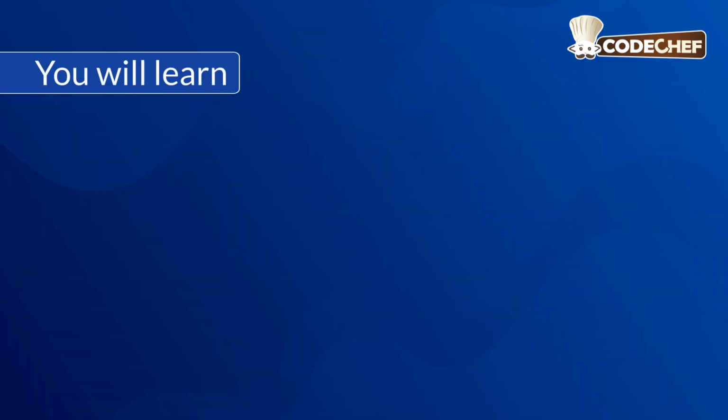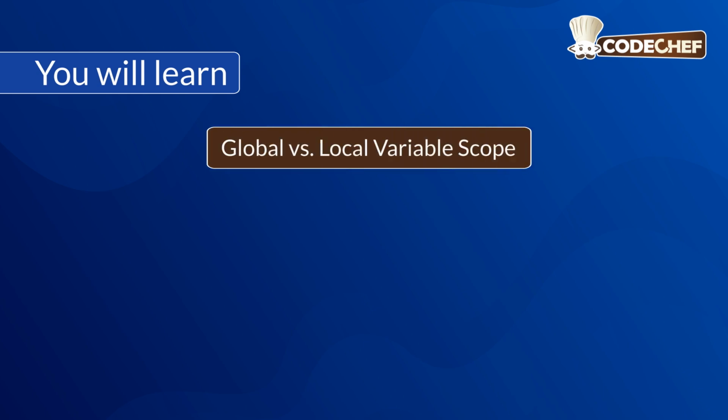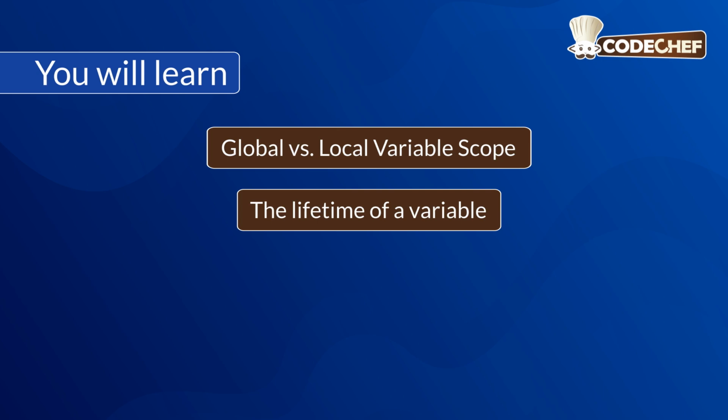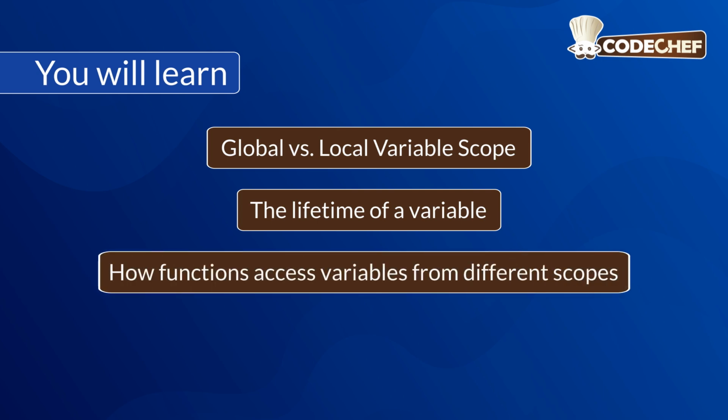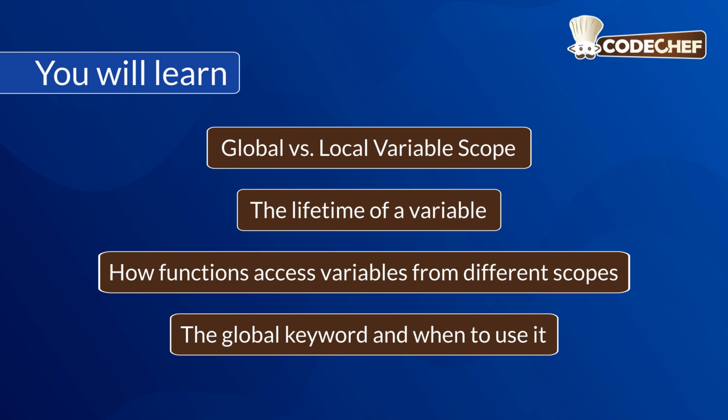In this tutorial, you will master these key concepts: global versus local variable scope, the lifetime of a variable, how functions access variables from different scopes, and the global keyword and when to use it.